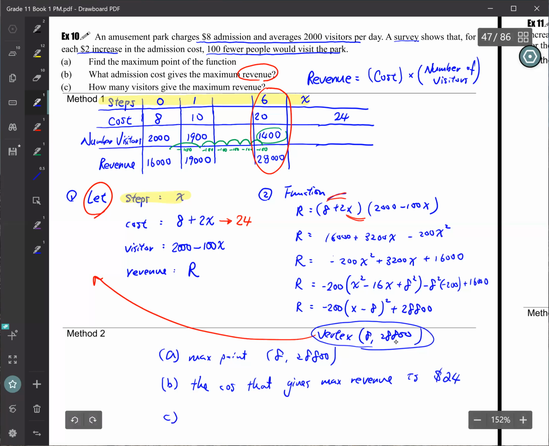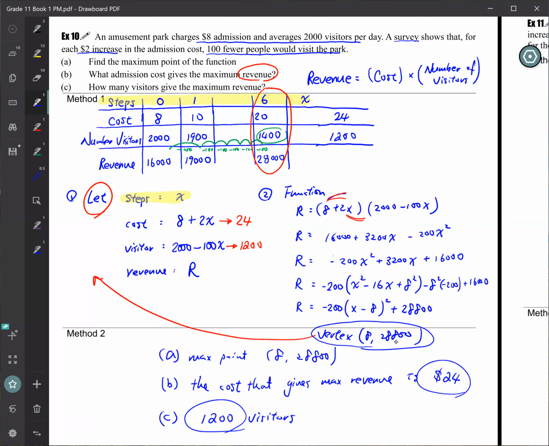Now we need to find the number of visitors. Part C is how many visitors to give the maximum revenue. So Colin, how do we find the visitors then? You do 2,000 minus 800. Yes. And what would that equal? 1,200. Thank you. So that will be 1,200 visitors. If I multiply those two together, $24, then you will have 1,200 people come.